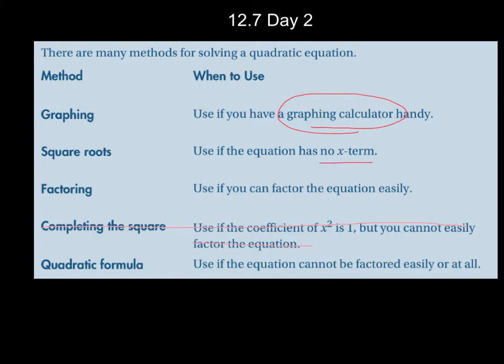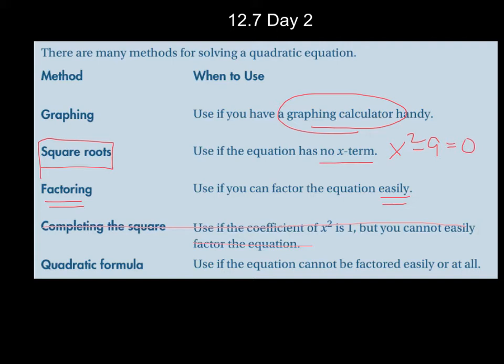Remember when there's no x term, when I have just something like x squared, maybe minus 9 equals 0, then that's a good time to use square roots, when there's just an x squared term. Factoring, if you're comfortable with factoring, and it's something that is easy to do and you see it quickly.